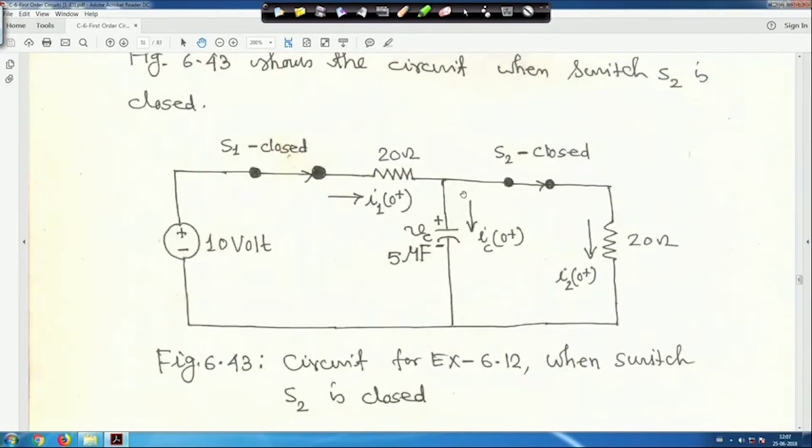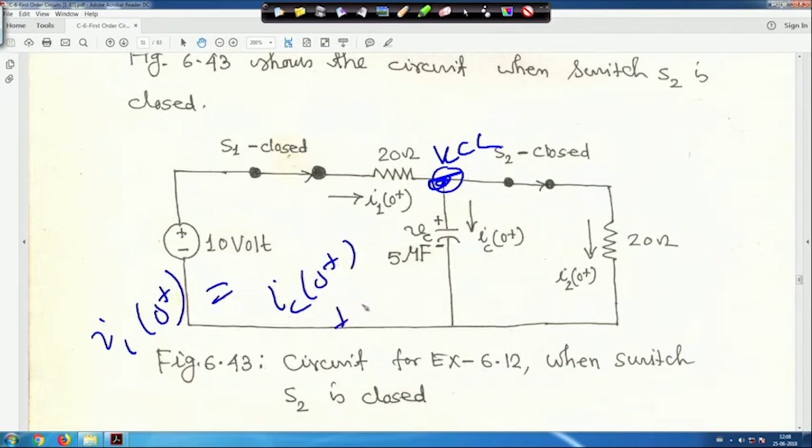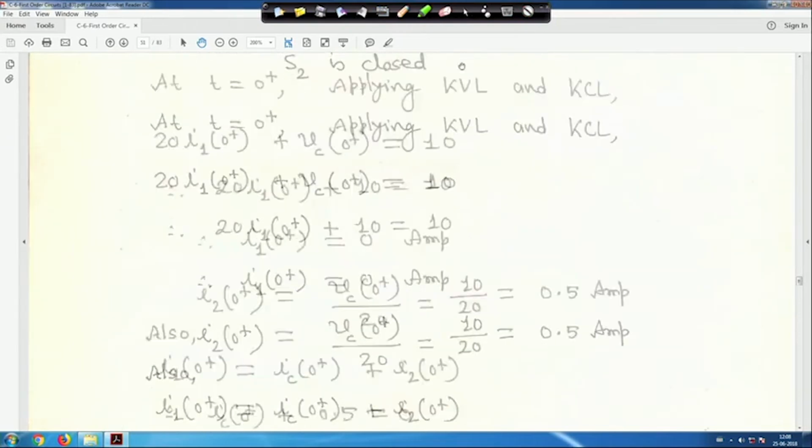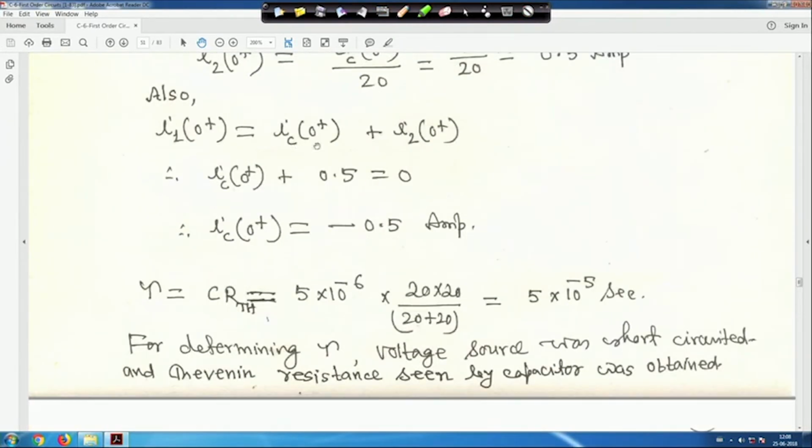Also, if you apply KCL at this node, then you will get I1(0+) is equal to Ic(0+) plus I2(0+), right. So, I1(0+) was 0. So, Ic(0+) plus I2(0+), which is 0.5, is equal to 0.